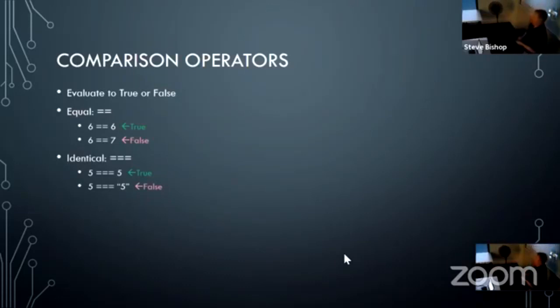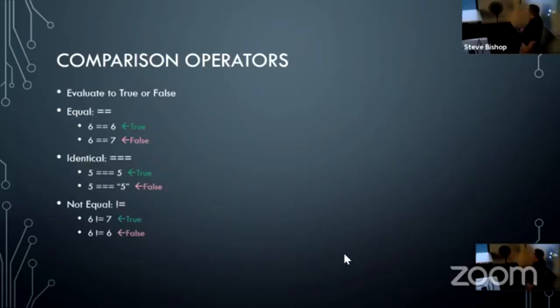JavaScript has this thing called identical, which is basically the same thing as equal, but a little bit different. 5 identical to 5 is true. 5 identical to the string 5 in quotation marks is false. If I did 5 equals the string 5 in quotation marks, using just the equal sign, that would evaluate to true. But because I'm using this identical operator, it's checking to also see, is 5 identical to the string 5, which evaluates to false.